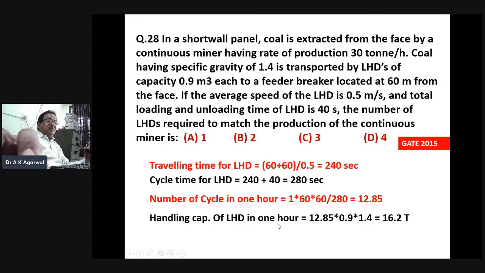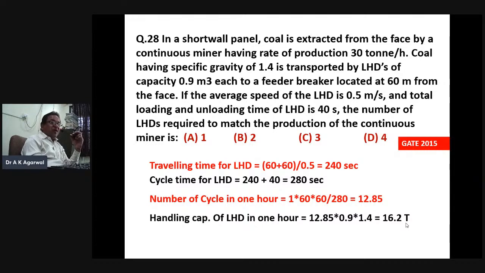Handling capacity of LHD in 1 hour. Now in 1 hour, 12.85 cycles are there. Capacity of each bucket is 0.9 meter cube, and specific gravity is 1.4. This much tons is equal to 16.2 tons. So in 1 hour, one LHD can handle 16.2 tons.